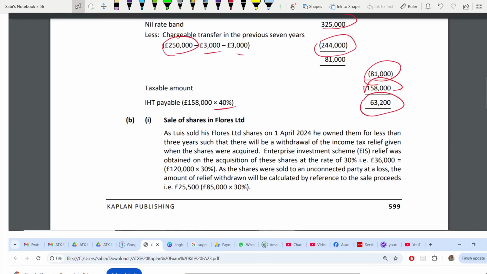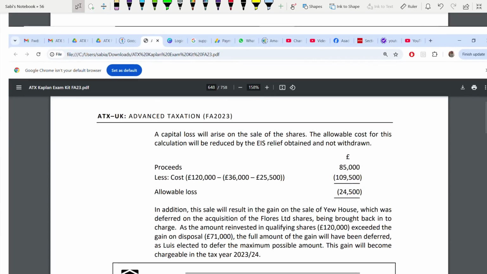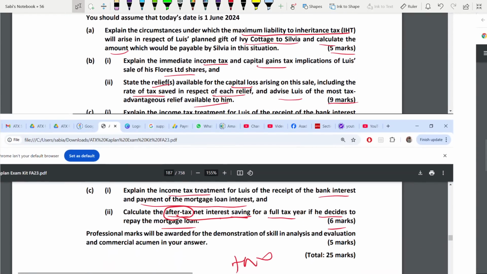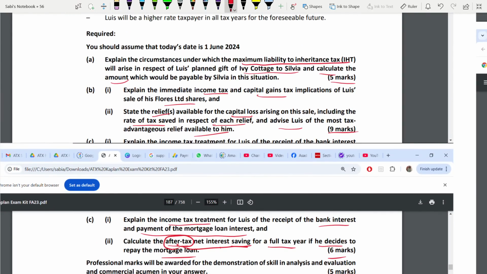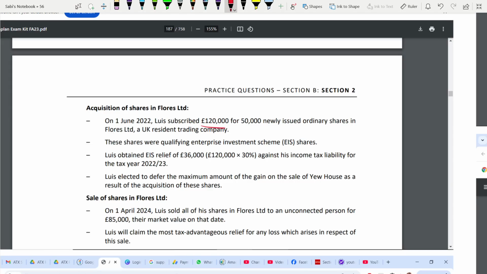Now we are going to sell the shares. And you need some calculations. What does the first part of B say? Income tax and capital gains tax implications of selling their shares. You have to read that section. So here you have subscribed 120,000 for 50 newly issued shares. It's a UK resident company. These shares are qualifying EIS shares. So EIS means 30% income tax reducer on this 120. Already they have given it. So the EIS relief is 36,000 against his income tax liability.